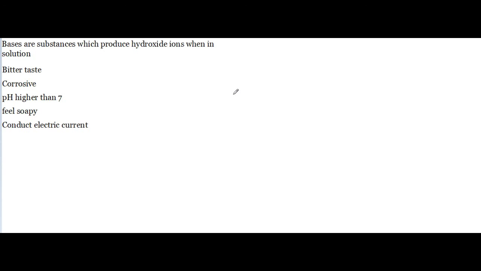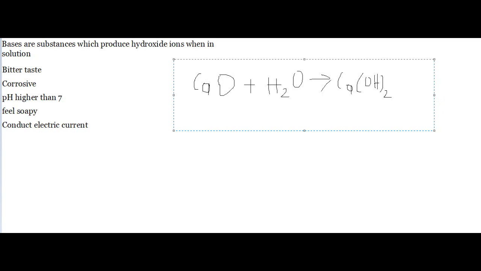Again, we also have basic oxides, which are the opposite of acid anhydrides or acidic oxides, and those can react with water to form bases. So, for example, an example of a basic oxide will be calcium oxide, which could react with water to form calcium hydroxide, which is a somewhat strong base, not very strong, but somewhat strong. Now that pretty much covers bases.